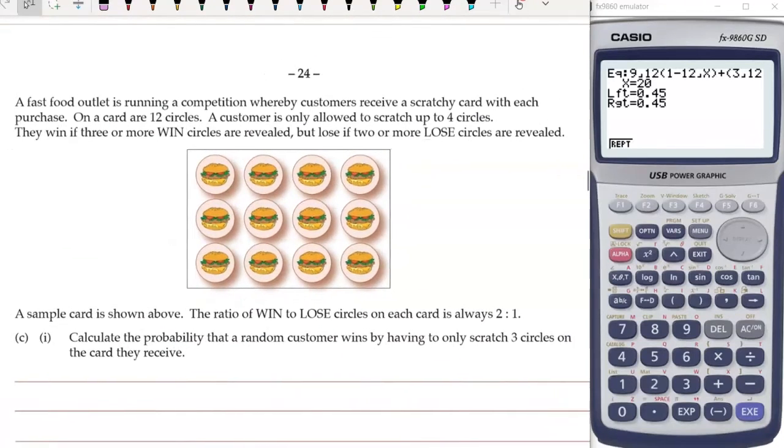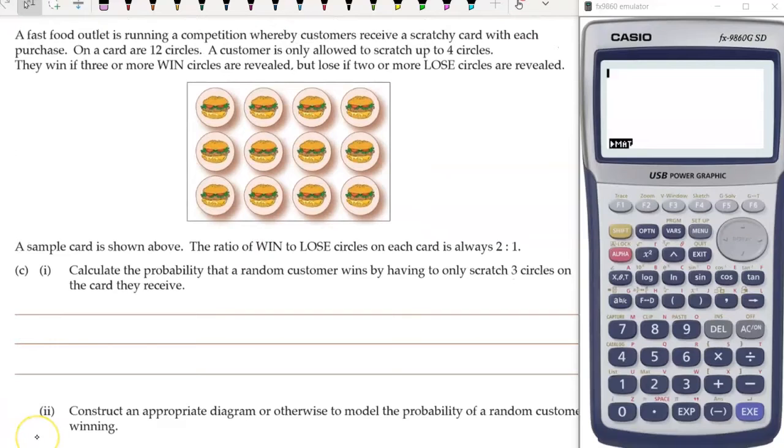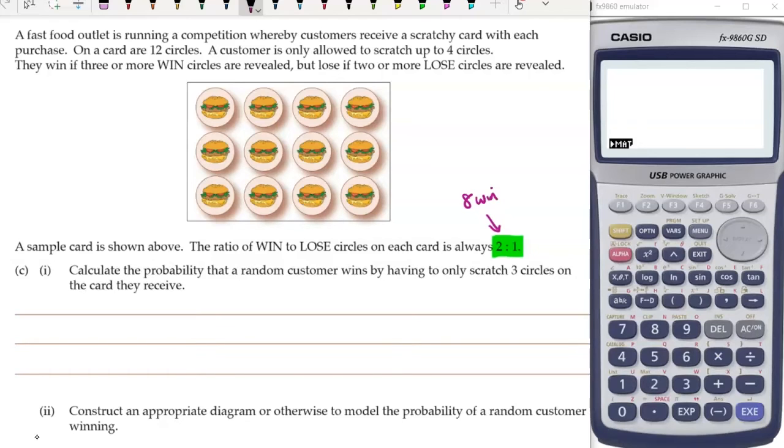Okay, moving on to the next bit. So we have this scratchy card. Some important information that we know about it is that the win to lose ratio is 2-to-1. So there's twice as many winning ones as losing ones. So if we have 12, that means that if we divide that 12 by 3, then that's a 4, and 2 lots of those would be 8 winning and 4 losing.